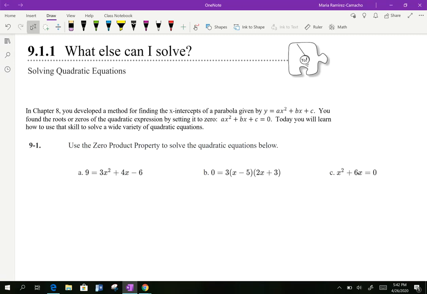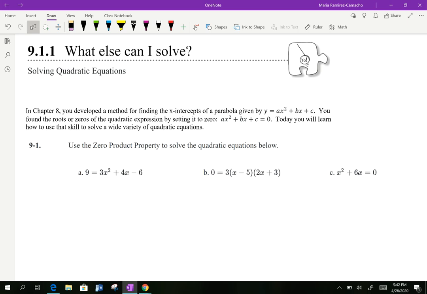This is chapter 9. We're starting with the first lesson, 9.1.1. All you have to do for these notes is follow along with me and copy down the problems and the steps as we work into your notebook. Okay, so what I'm doing on the screen, you're doing in your notebook. Make sure to get the problems down and the title.